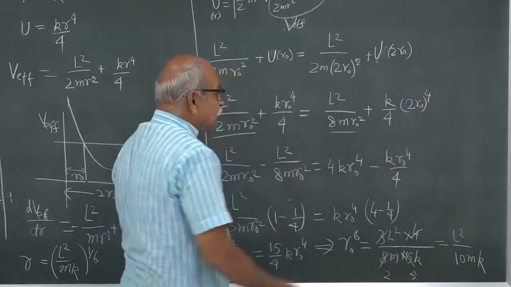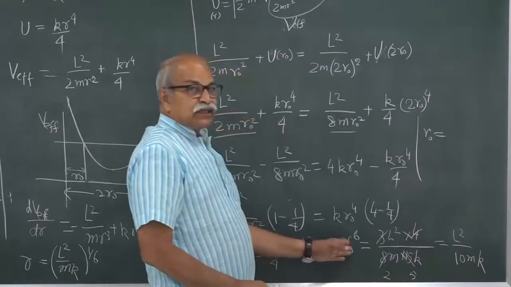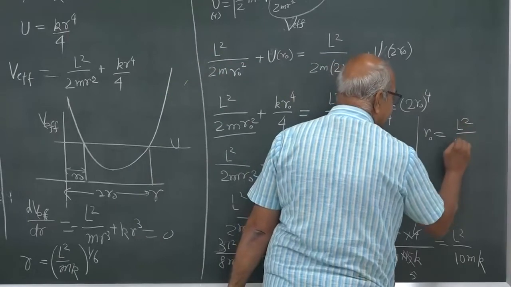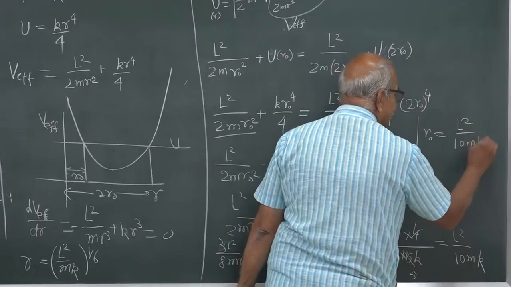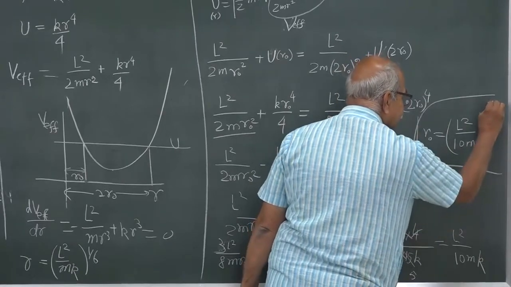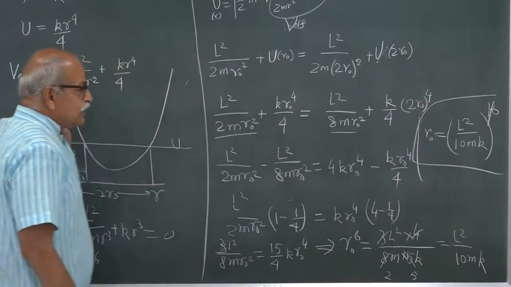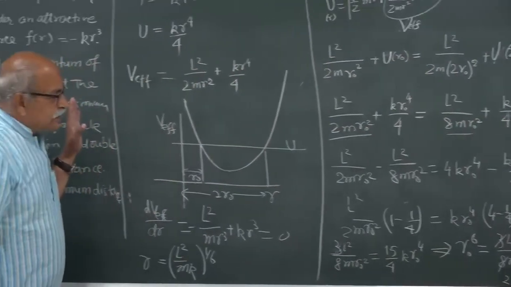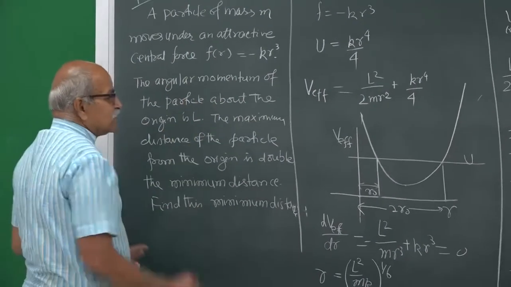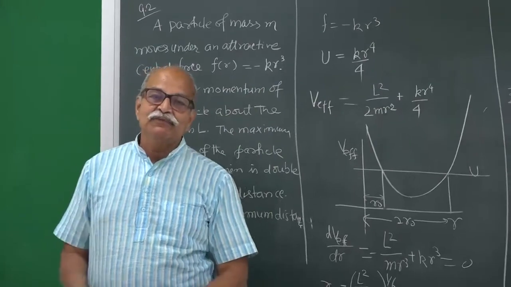And therefore r naught, the minimum distance, is equal to the 1/6 power of this, that means it is L square by 10 m k to the power 1/6, and that is the answer. L is given to us, the mass of the particle is m, and k is given to us. So, that is our minimum distance of the particle from the origin.